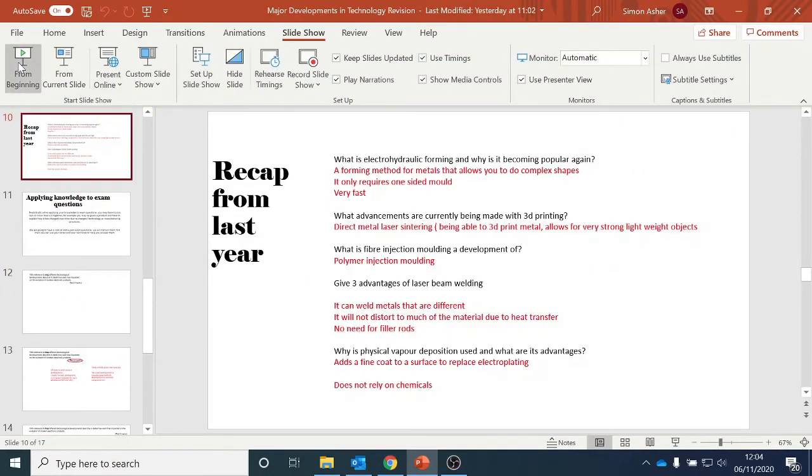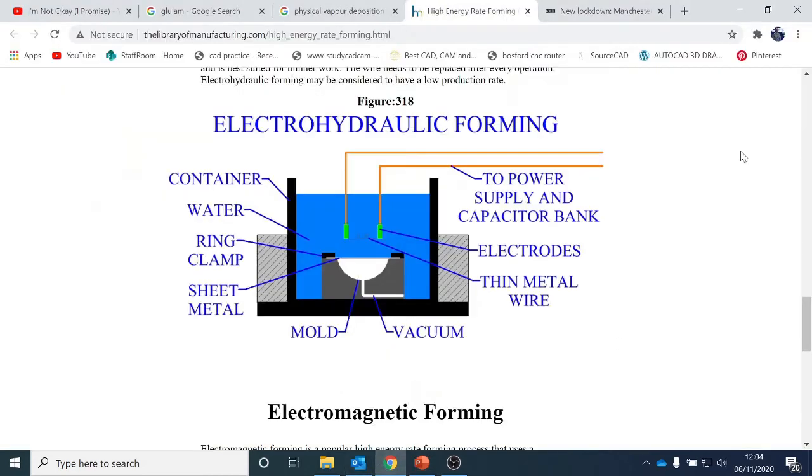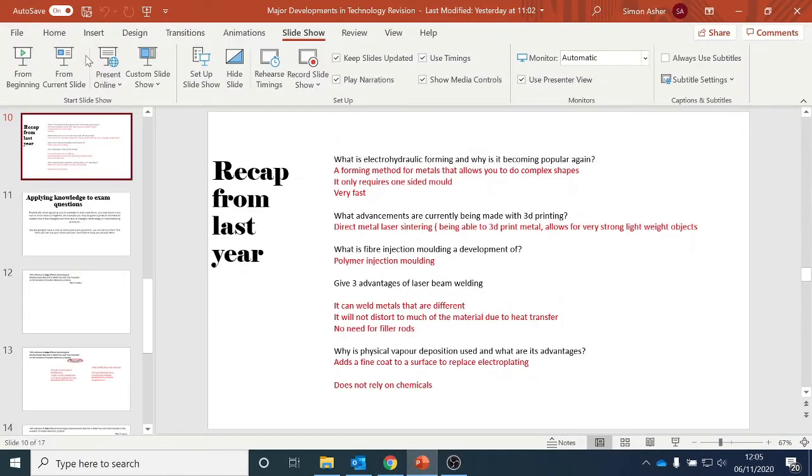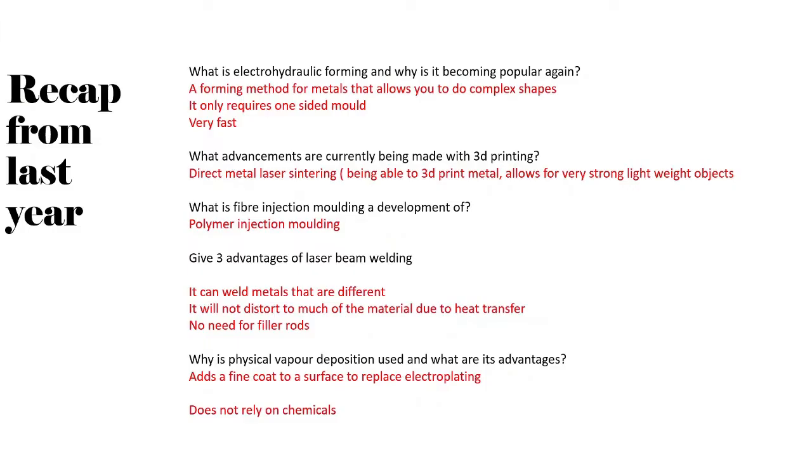So if I just quickly show you a diagram that explains the process. So this is electrohydraulic forming. You've got your tank, your container with all your water in it. You have your material clamped in place with your ring clamp, and you only need half a mold. And then basically electricity goes through, vacuum comes down, and it forces the material to go around the mold really, really quickly. It meant that you could mass produce things really, really easily.